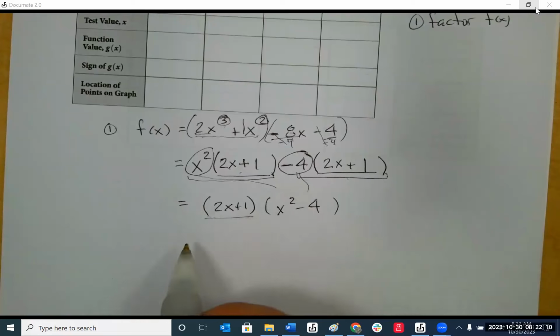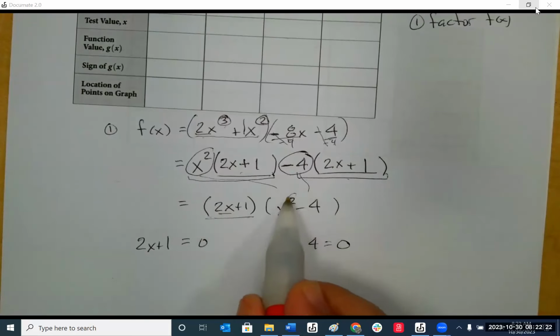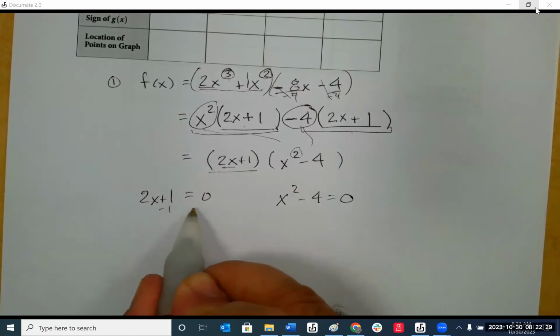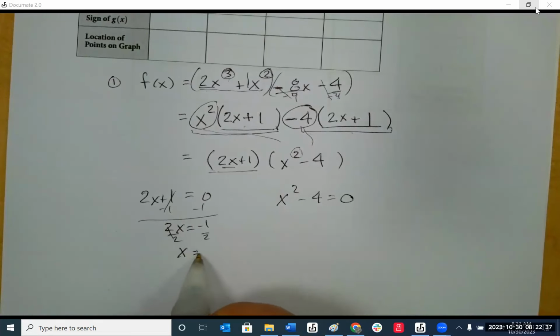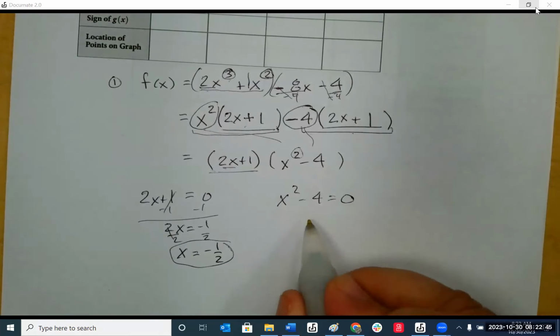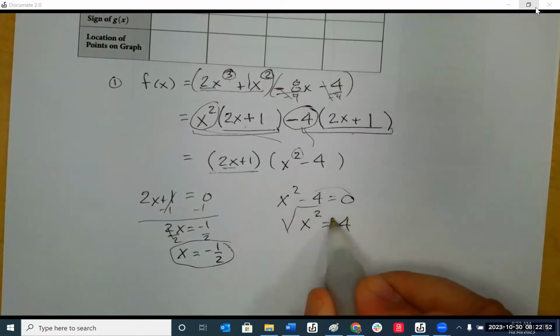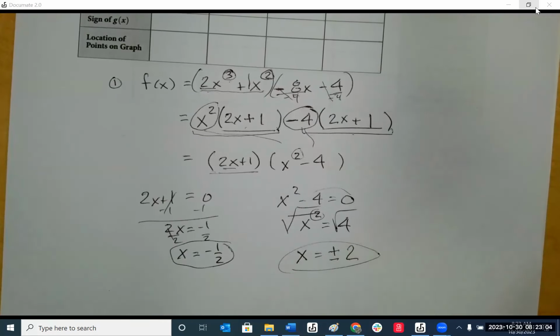Since this is a cubic function, it's got a 3 up there, we have 3 answers. Here's our first one. So now we set both of those equal to 0. So there's going to be our first answer, and this is going to be the next 2 answers. Now solve for x. Subtract by 1. Divide by 2. X equals -1/2. That's one of my solutions. Move the 4 over. X squared equals +4. Square root both sides. Whenever you square root a squared term, you have to put a plus or minus. Square root of 4 is 2. So here's our second and third answers.